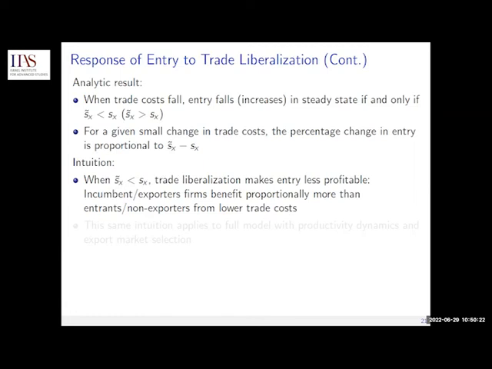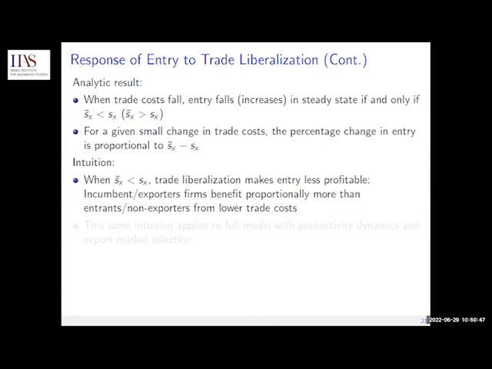And so this is an intuition about the effect of trade liberalization on entry that doesn't depend on a very specific distribution. It just says if exporting activity is more prominent among incumbents than it is among entrants, then liberalizing trade is going to lead to a negative response of entry, okay?